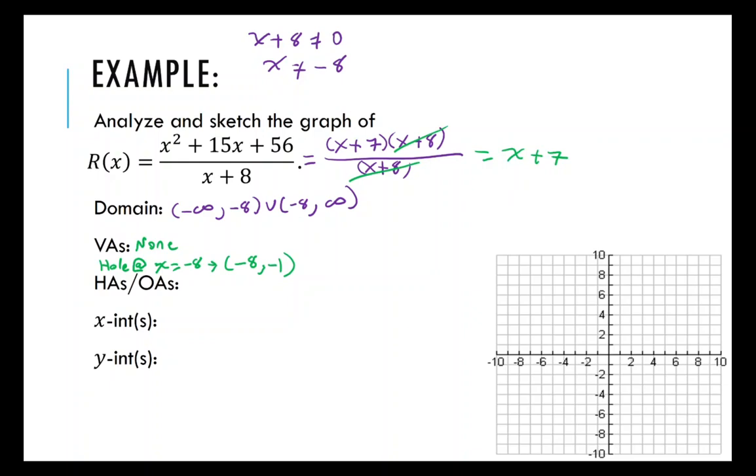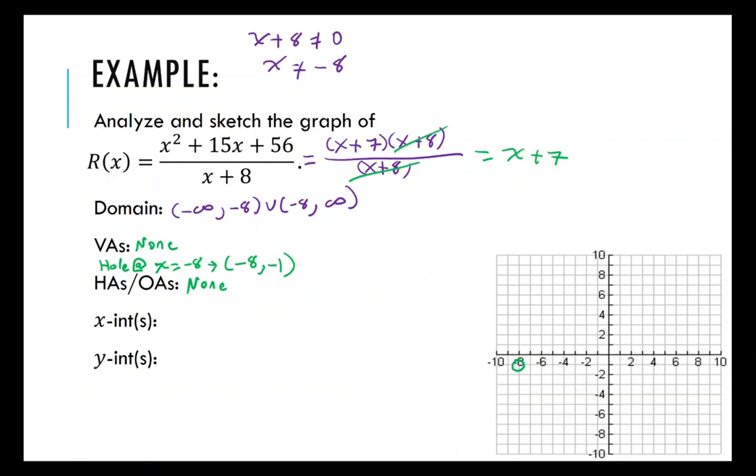At negative 8, negative 1, there's a hole. I'm just going to put an open circle. That value does not exist. Then we want to talk about horizontal asymptotes and oblique asymptotes. But when we look at the reduced rational expression, there's no degree arguments in the numerator or the denominator because there is no denominator, and so they're neither horizontal asymptote or oblique asymptote.